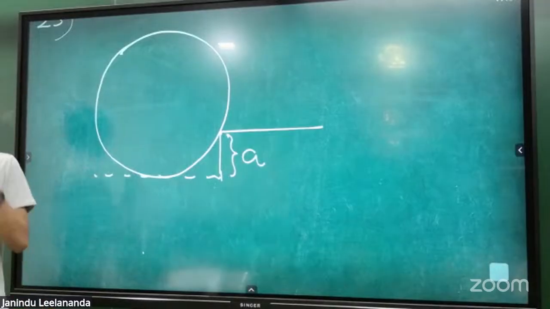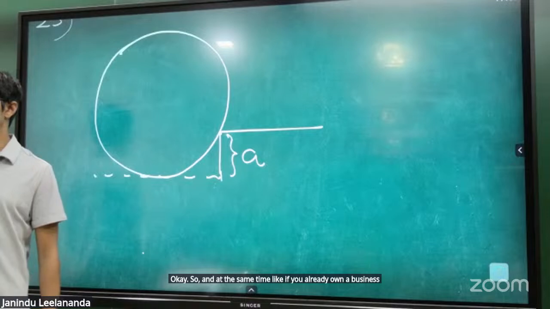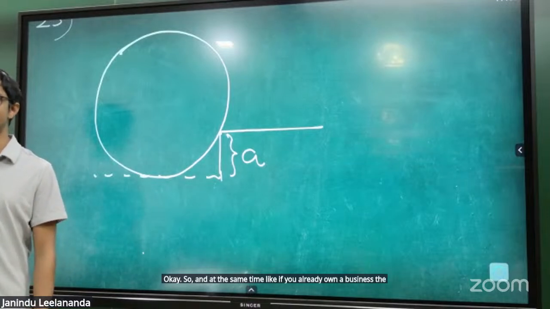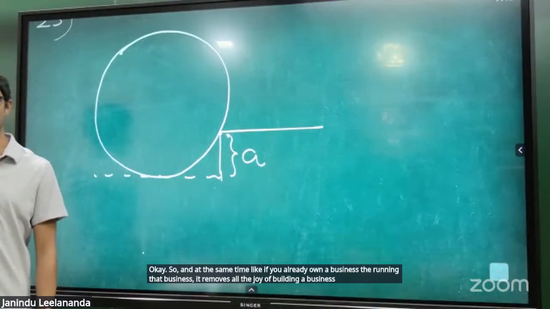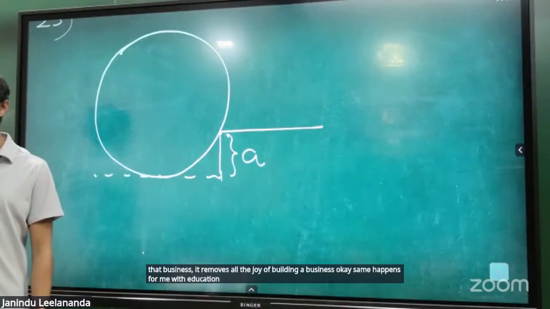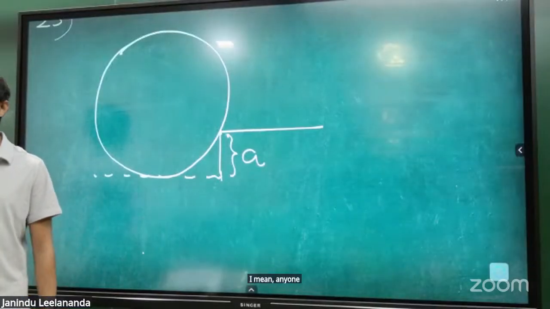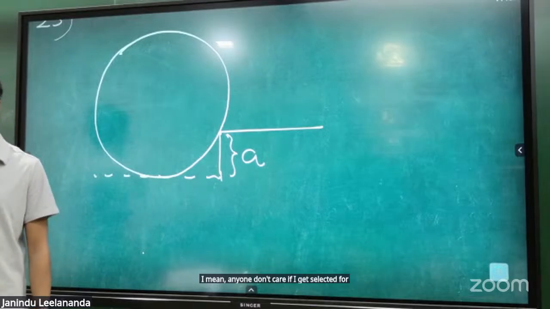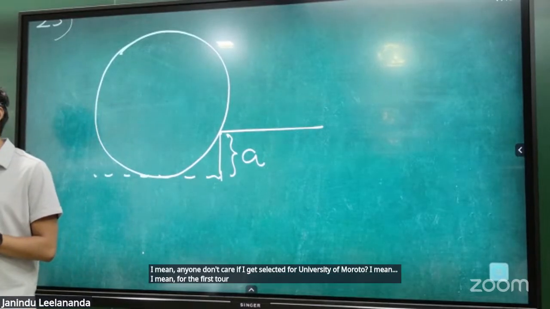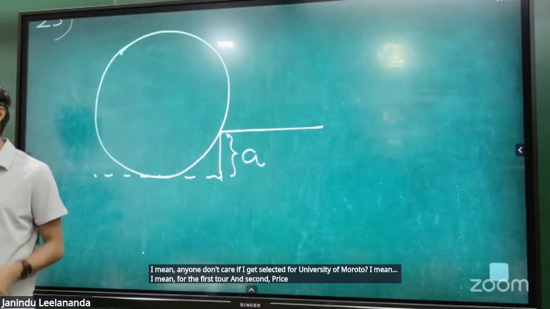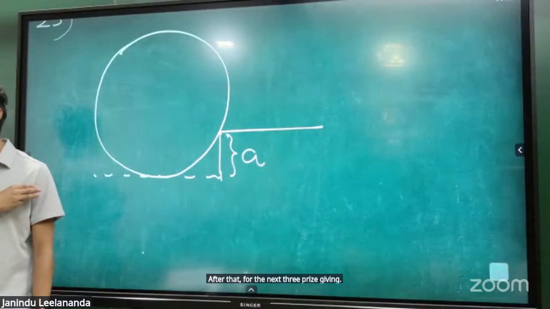At the same time, if you already own a business, running that business removes all the joy of building a business. The same happens for me with education. My parents don't care if I get selected for University of Moratuwa. For the first and second prize givings, my parents were there. After that, for the next three prize givings, they didn't come.